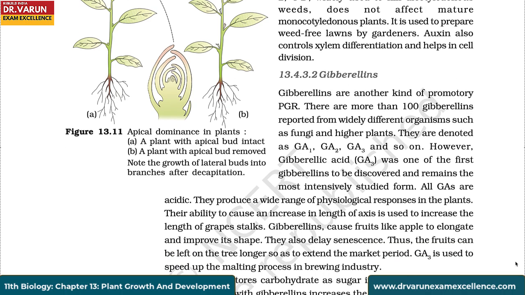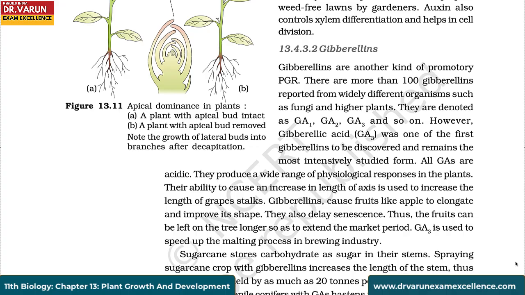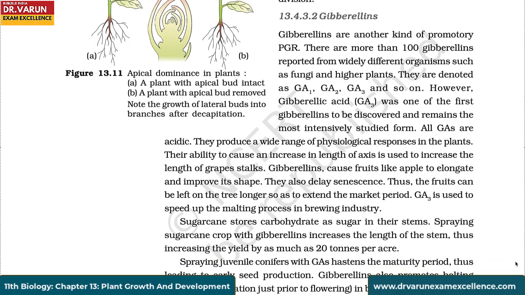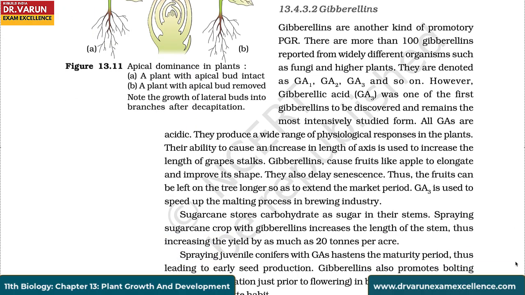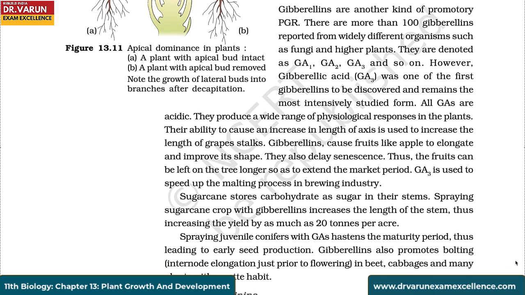Gibberellins. Gibberellins are another kind of promotory PGR. There are more than 100 gibberellins reported from widely different organisms such as fungi and higher plants. They are denoted as GA1, GA2, GA3 and so on. However, gibberellic acid, GA3, was one of the first gibberellins to be discovered and remains the most intensively studied form. All gibberellic acids are acidic. They produce a wide range of physiological responses in the plants.